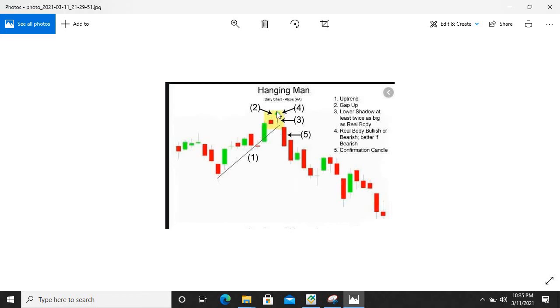Okay, let us see hanging man. Hanging man is this. When you see this candlestick on an uptrend, you have to do this exercise on your chart so that you can understand why the market can go down. Okay, the moment you have seen this candlestick, you have to expect selling, not buying.